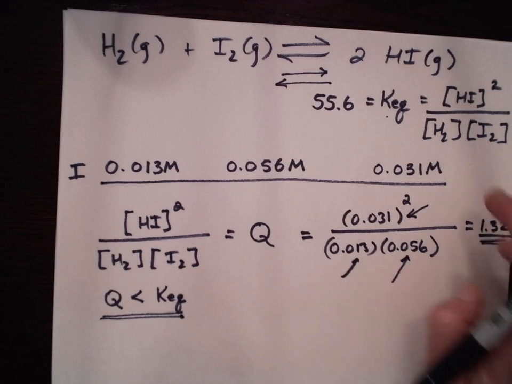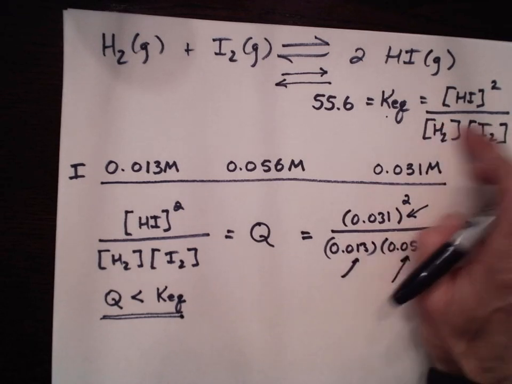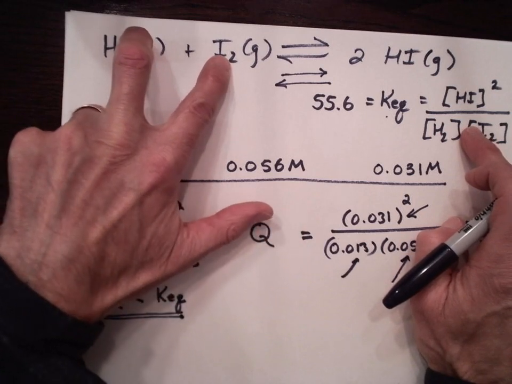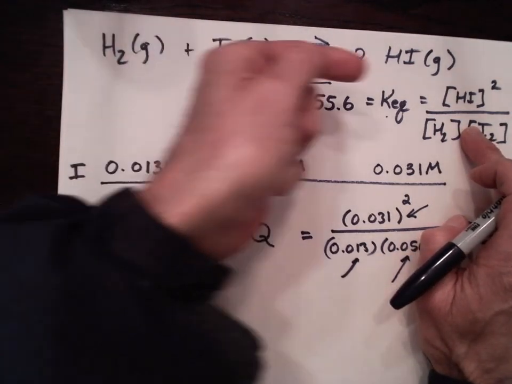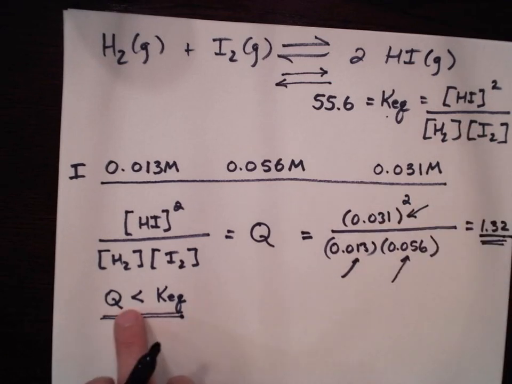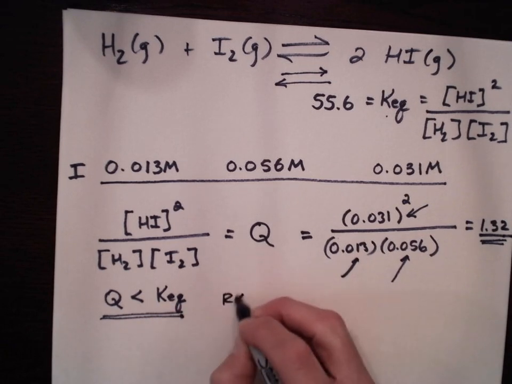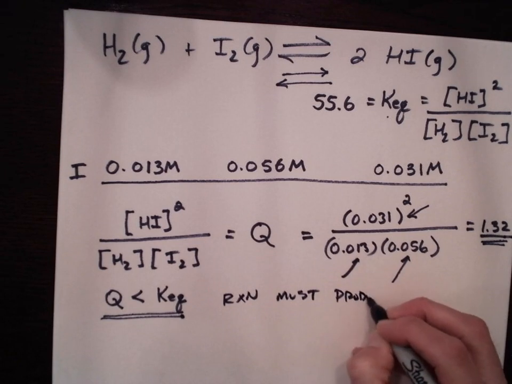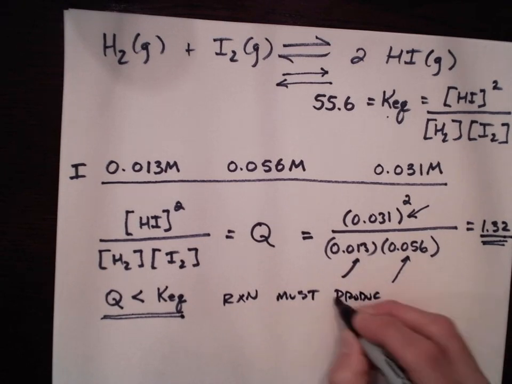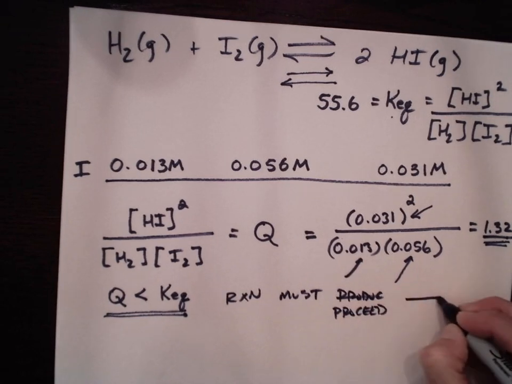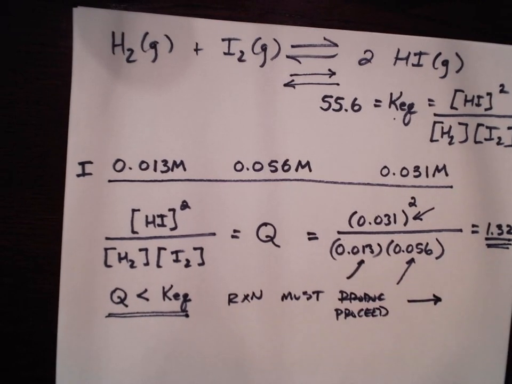Another way to look at it is we could lower the values on the denominator, or lower the values of these, which again will occur if the reaction occurs in this direction. So we see for the case that if Q is less than KEQ, the equilibrium constant, the reaction must proceed toward the products to reach equilibrium.